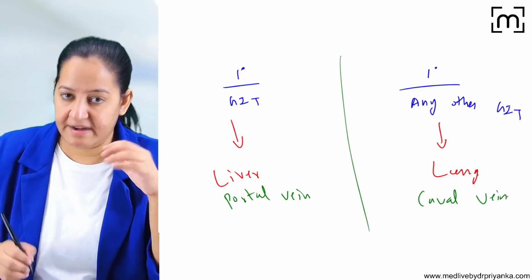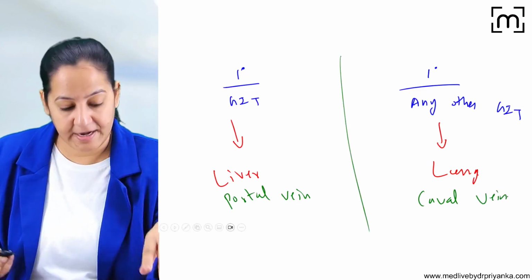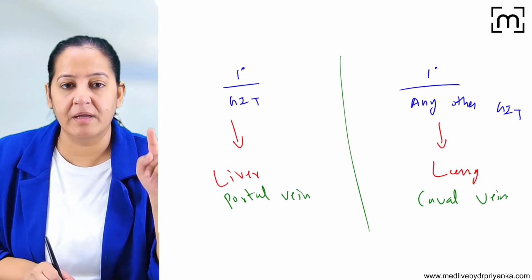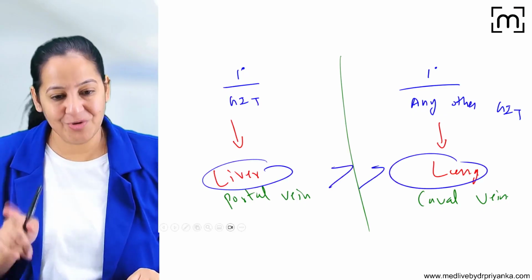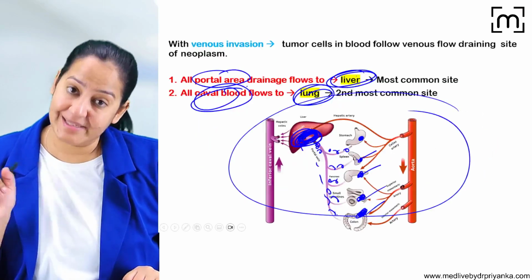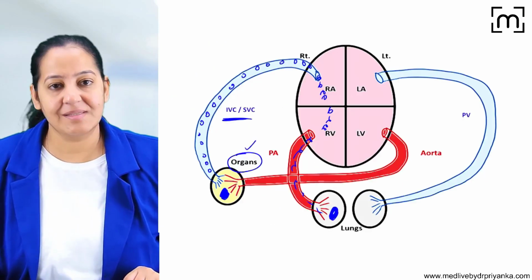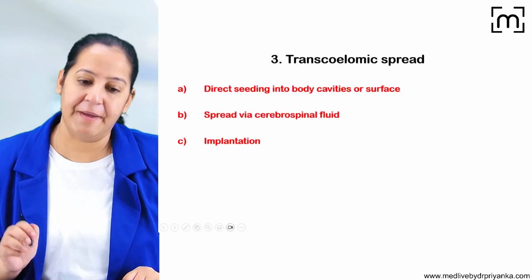So that is the caval vein, and veins are more commonly involved than arteries. And out of the liver and lung, which is more common? If we compare the liver with the lung, liver is commonly involved than lung. So the most common organ involved in secondary is liver followed by lung. So this is the complete thing you have to write in the hematogenous route.